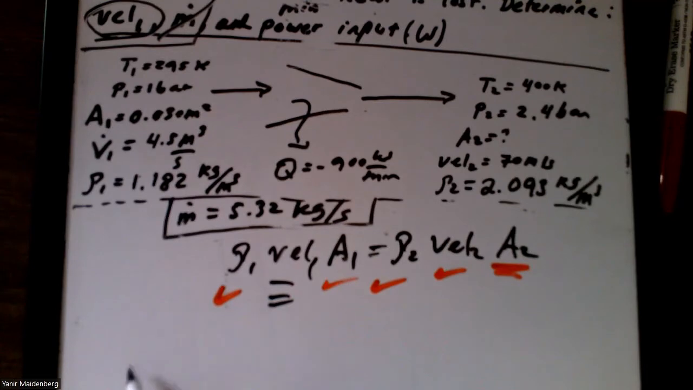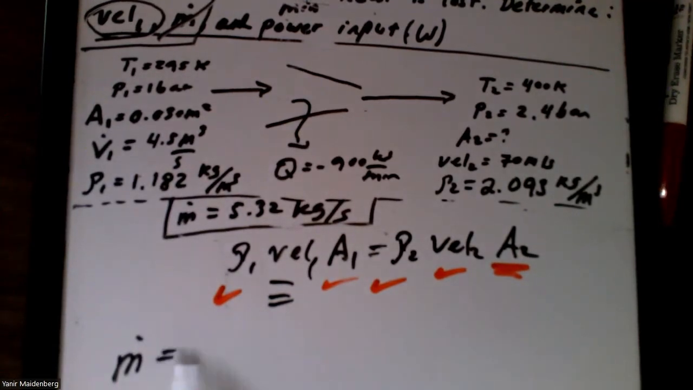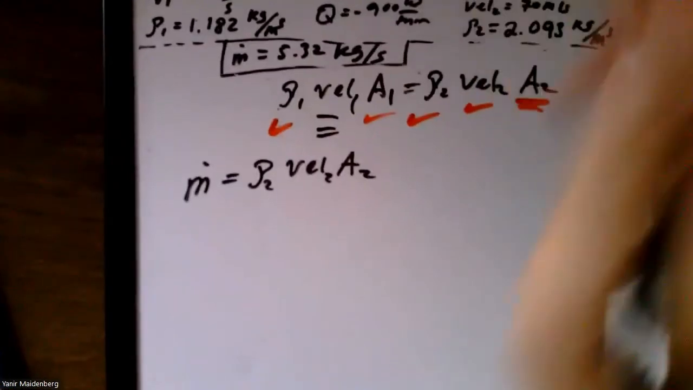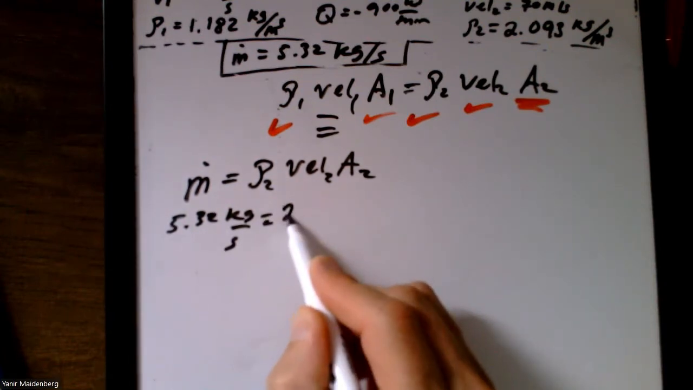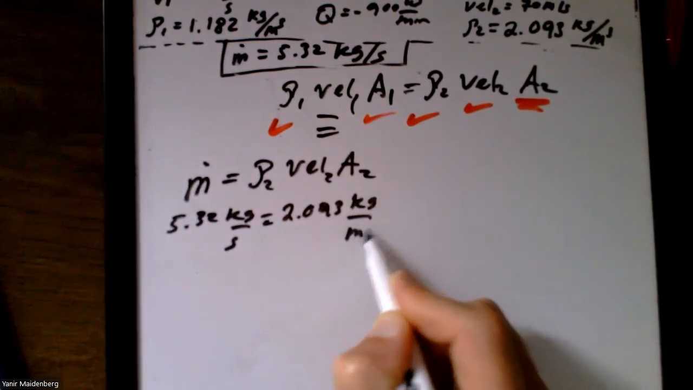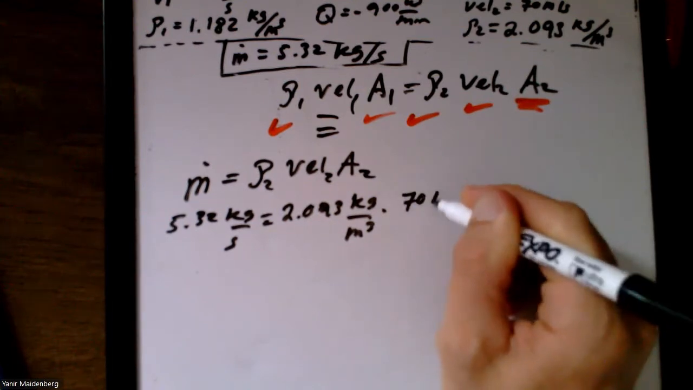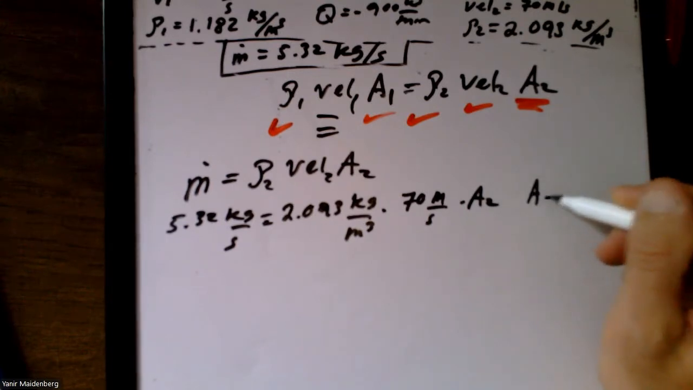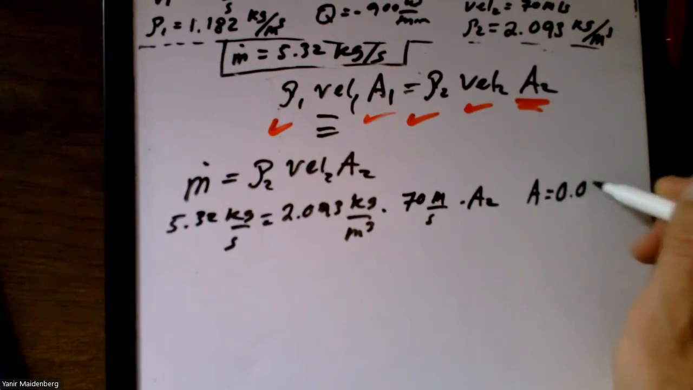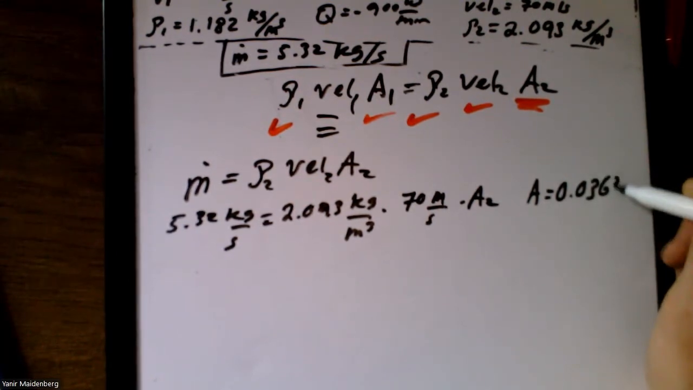We know the definition of the mass flow rate is rho vel A. So I can just use the second state and get the area because I know the mass flow rate. The mass flow rate is 5.32 kilograms per second. The density is 2.093 kilograms per meters cubed. This velocity is 70 meters per second. And then I can calculate my final area, in meters squared. When you punch that into the calculator, the second area goes from 0.03 to now 0.0363 meters squared. So we actually increased in area.